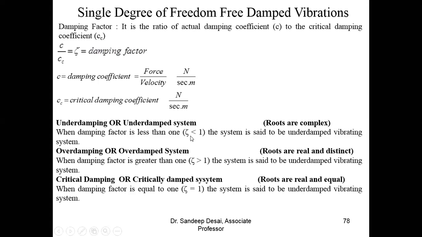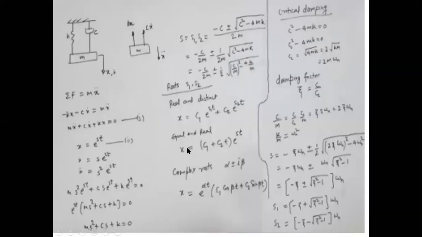So whether to call damped vibrations underdamped, overdamped or critically damped depends on the types of roots of the equation and the value of zeta. For underdamped vibrations, roots are complex. For overdamped vibrations, roots are real and distinct. For critically damped vibrations, roots are real and equal. Now, after introducing this, let me go back to this slide. Now, let us try to connect.